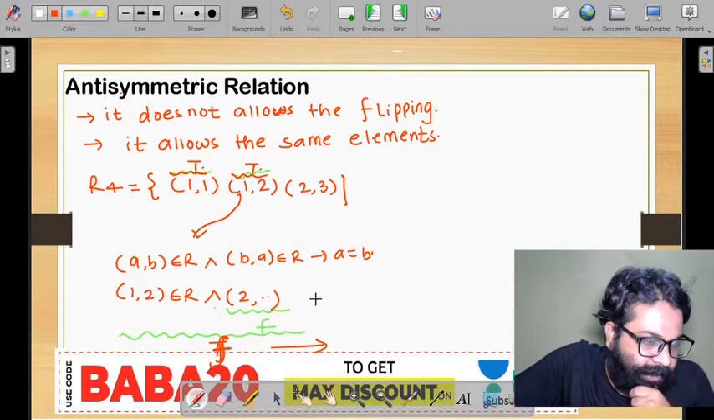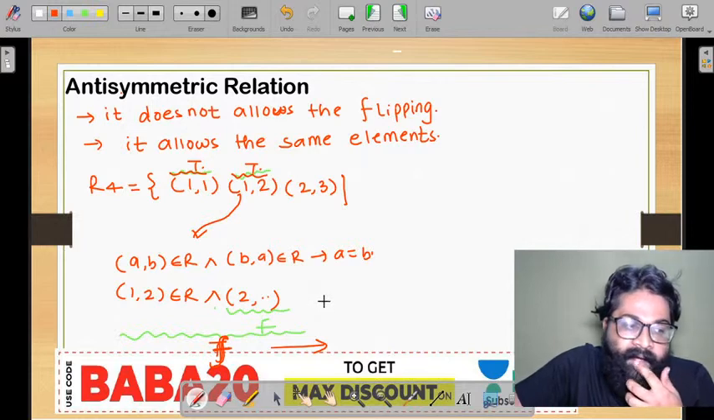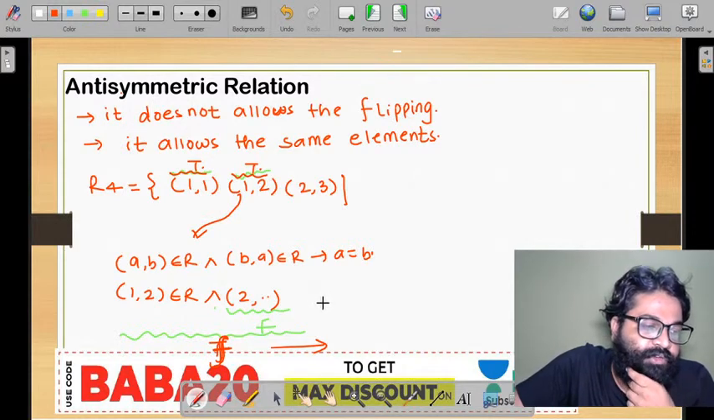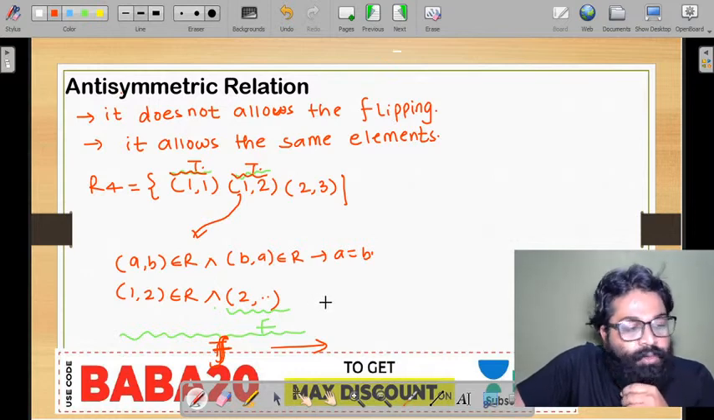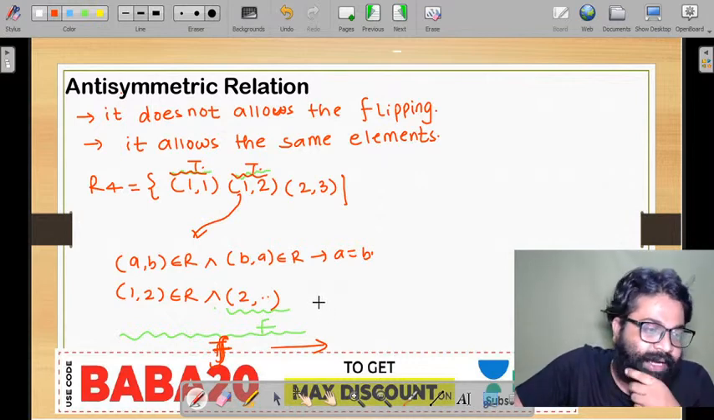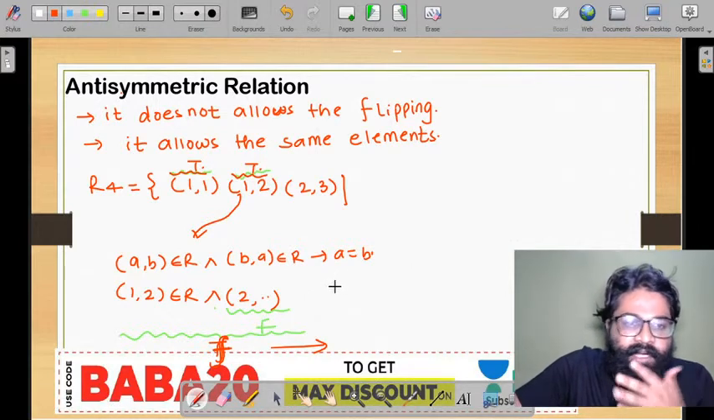Anti-symmetric allows flipping, but A equals B can or cannot be true. Anti-symmetric allows flipping for the same element; the other flipping it does not allow. So what you are writing, that it can or cannot be true, no, it will not be like that. See the logic, what it is trying to say is that A equals B. It never allows the flipping.